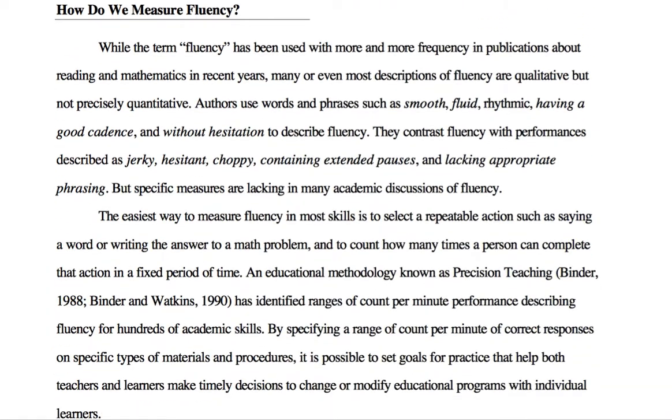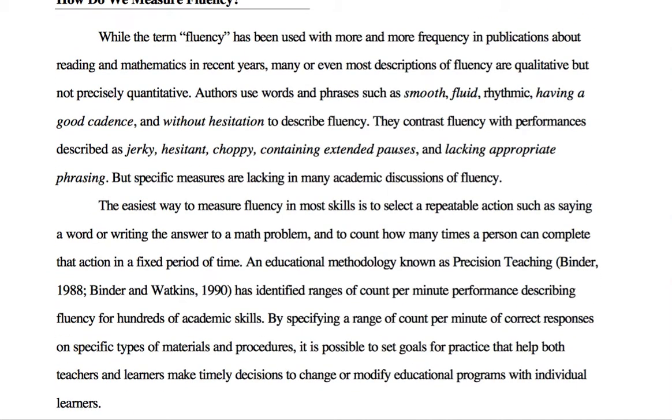How do we measure fluency? While the term fluency has been used with more and more frequency in publications about reading and math in recent years, many or even most descriptions of fluency are qualitative, not precisely quantitative. Authors use words and phrases such as smooth, fluid, rhythmic, having a good cadence, and without hesitation to describe fluency. They contrast fluency with performances described as jerky, hesitant, choppy, containing extended pauses, and lacking appropriate phrasing. But specific measures are lacking in many academic discussions of fluency.